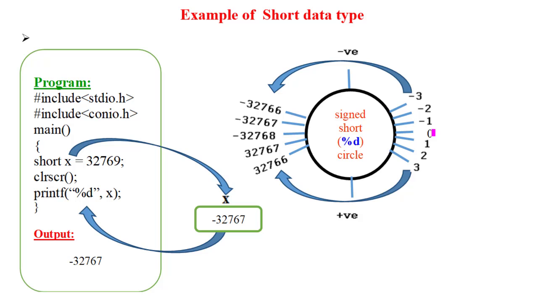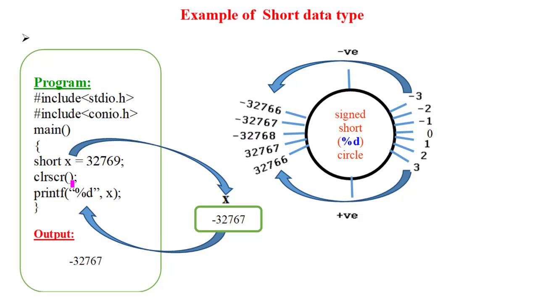The positive values are 1 to 32,767. So this is 1, 2, 3, 4, 5, 6 like this. Ultimately this is 32,766, 32,767. Now the negative range is minus 1 to minus 32,768. Negative values will start in the anti-clockwise direction. This is 0. Negative values start from here: minus 1, minus 2, minus 3, minus 4, minus 5, minus 32,766, minus 32,767, minus 32,768.